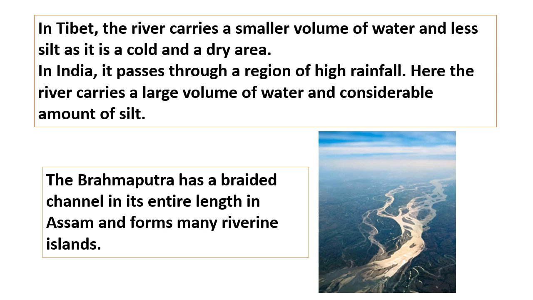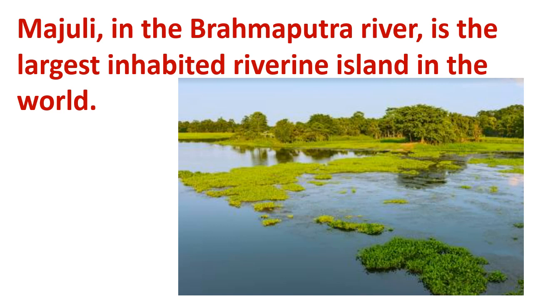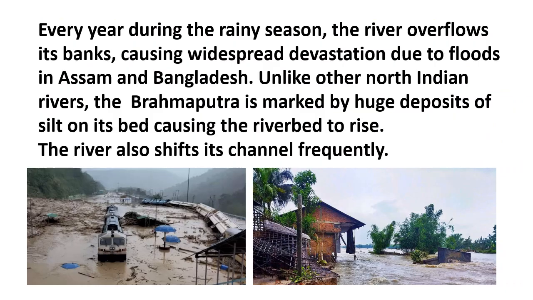Brahmaputra has a braided channel in its entire length in Assam and forms many riverine islands. Majuli in the Brahmaputra River is the largest inhabited riverine island in the world. Every year, during the rainy season, the river overflows its bank, causing widespread devastation due to floods in Assam and Bangladesh. Unlike other North Indian rivers, the Brahmaputra is marked by huge deposits of silt on its bed, causing the riverbed to rise. The river also shifts its channel frequently.